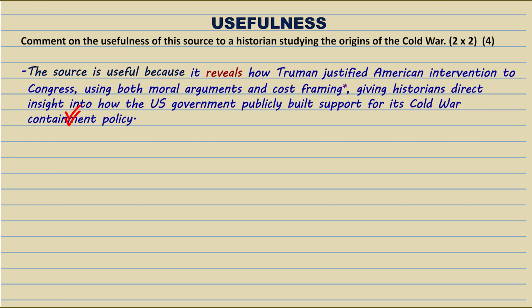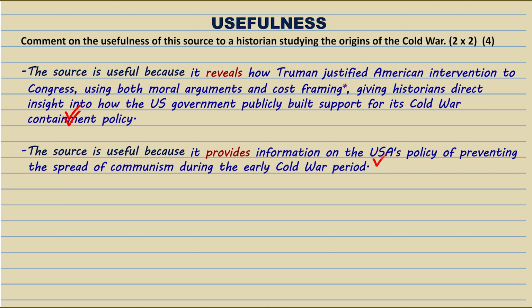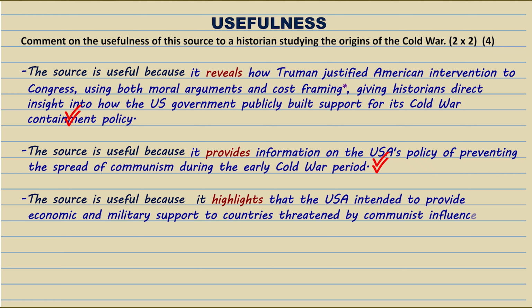We could make this answer more concise and focus on the broader policy and say, the source is useful because it provides information on the USA's policy of preventing the spread of communism during the early Cold War period. We could narrow the focus even further and identify the specific action the USA was prepared to take. So we say, the source is useful because it highlights that the USA intended to provide economic and military support to countries threatened by communist influence.